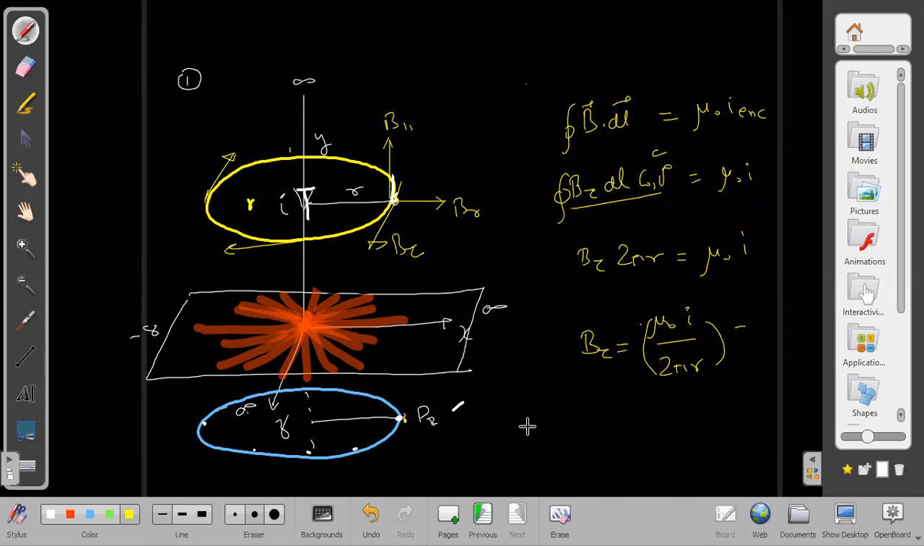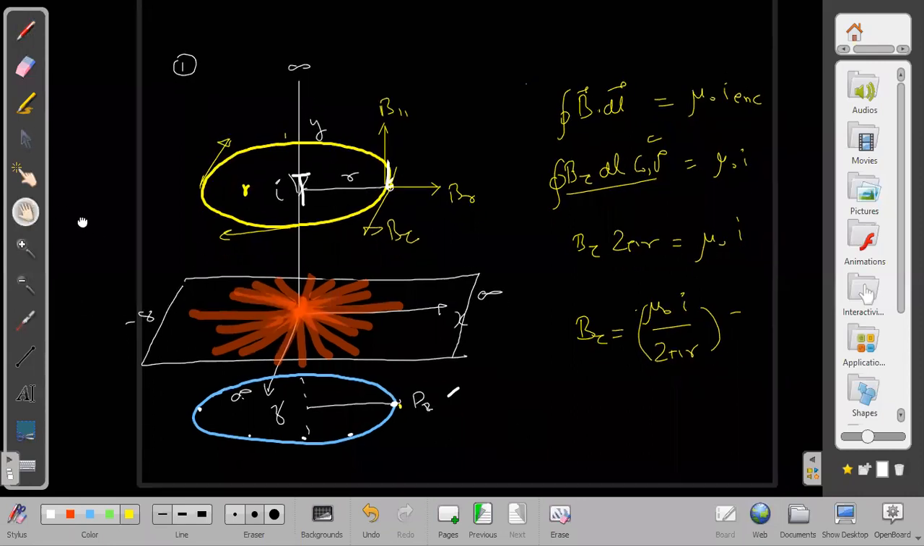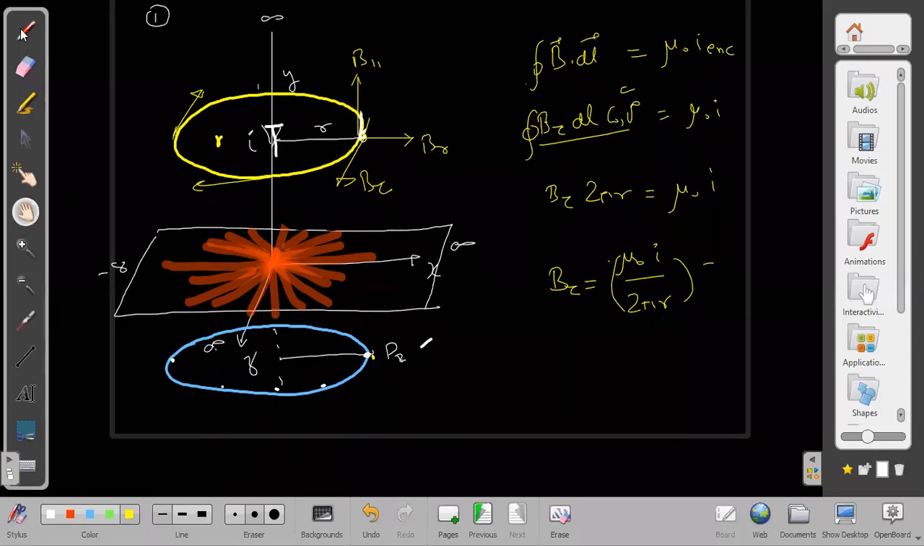But at least one thing we are certain about: the tangential component will have the value mu naught I upon 2 pi r. This question is of Irodov. I don't know what he asked in that. Did he ask to find the net field, or just the tangential? If he's asking just for the tangential, then our job is already done, and we are happy about it.